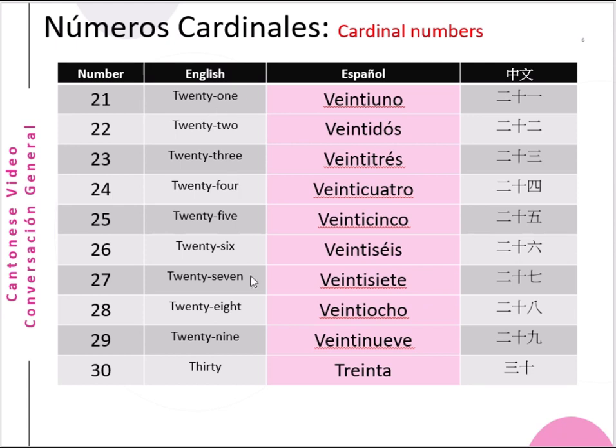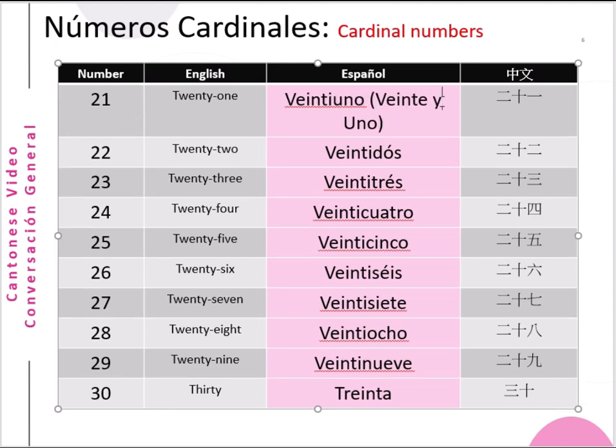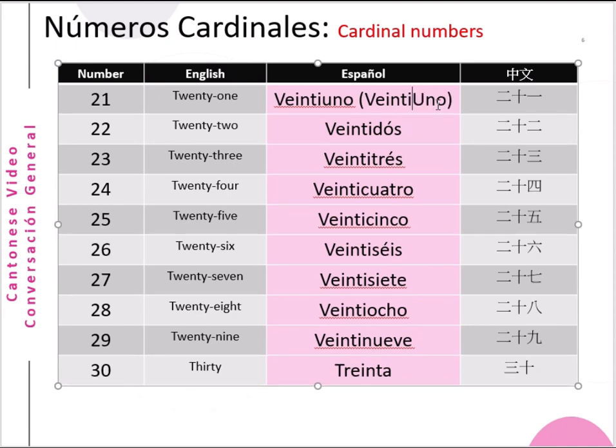Then from 21 to 30. 21, veintiuno. How does this word come about? This word actually comes from veinte y uno. Then we change the Y into I, and we cancel one of the vowels because there are two vowels together, and then we combine these words together, and we get veintiuno. Of course, the capital letter is changed to a non-capital letter.